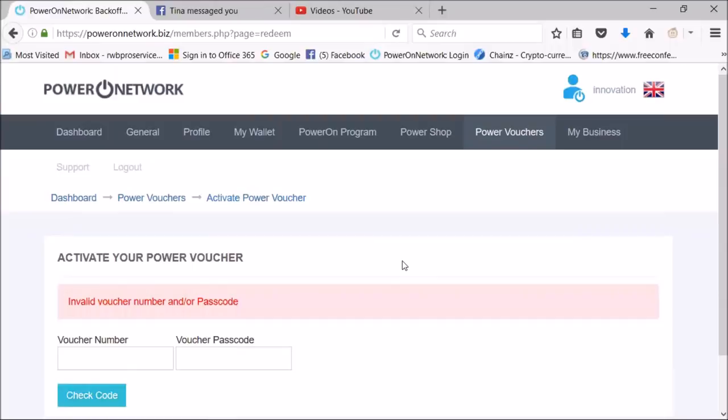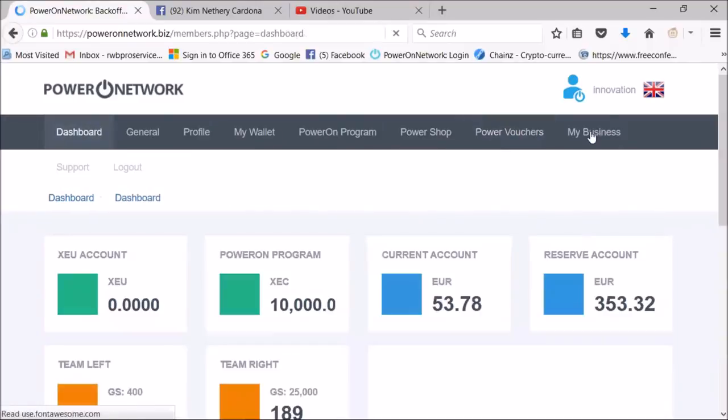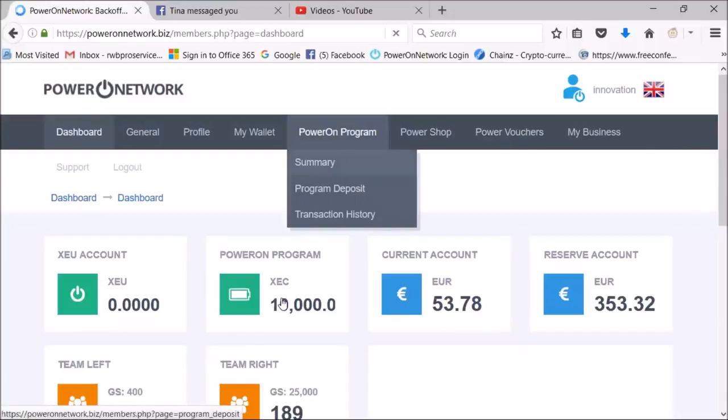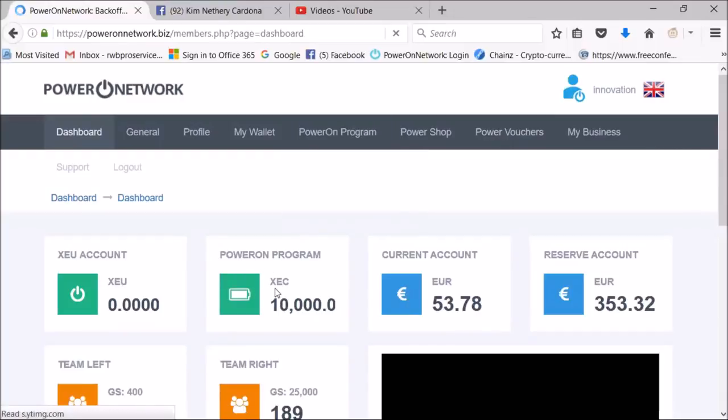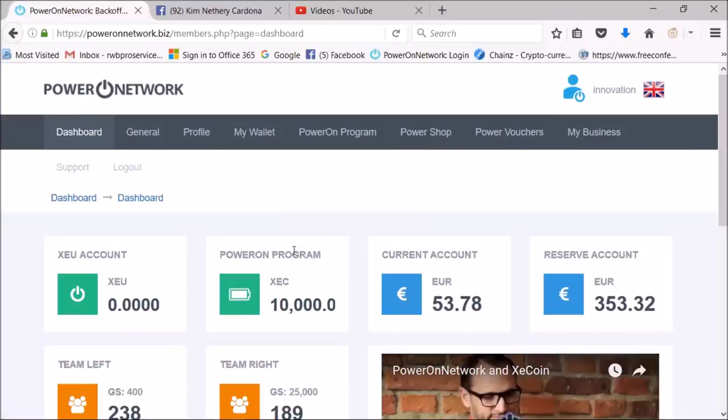Once that person activates that voucher, then they will get the coins and they will be at that particular power plan. And I want to point out, guys, that once that occurs, you come back to the dashboard, you will notice that your little icon guy will change color and that those coins will be put into the Power On Program XEC box here, okay? So that's what happens. That's how simple it is, nothing complicated.